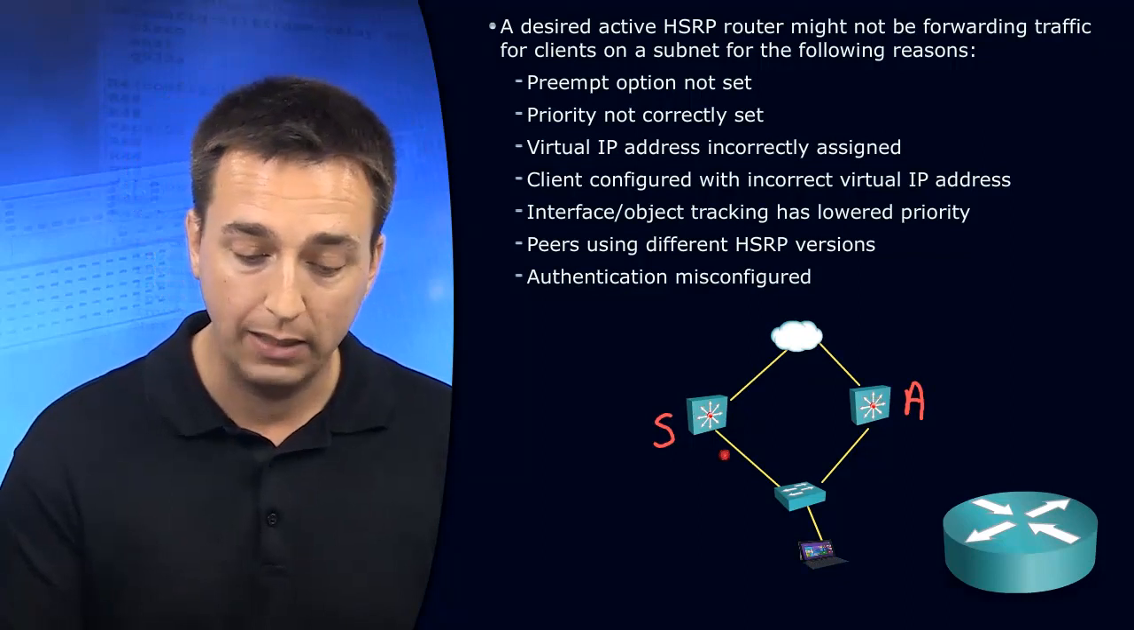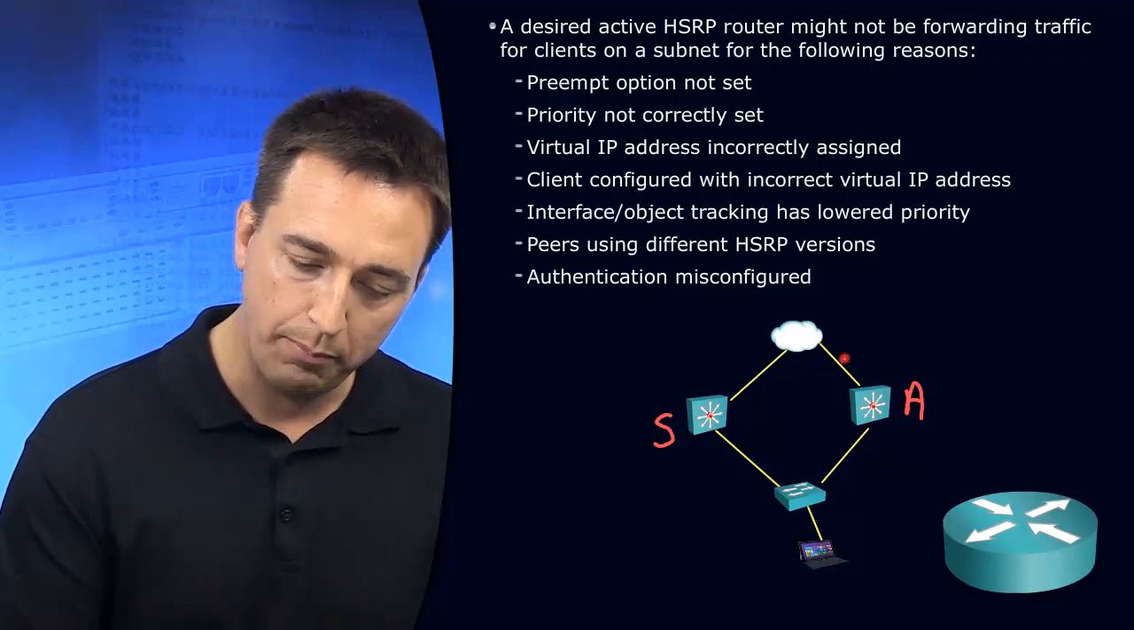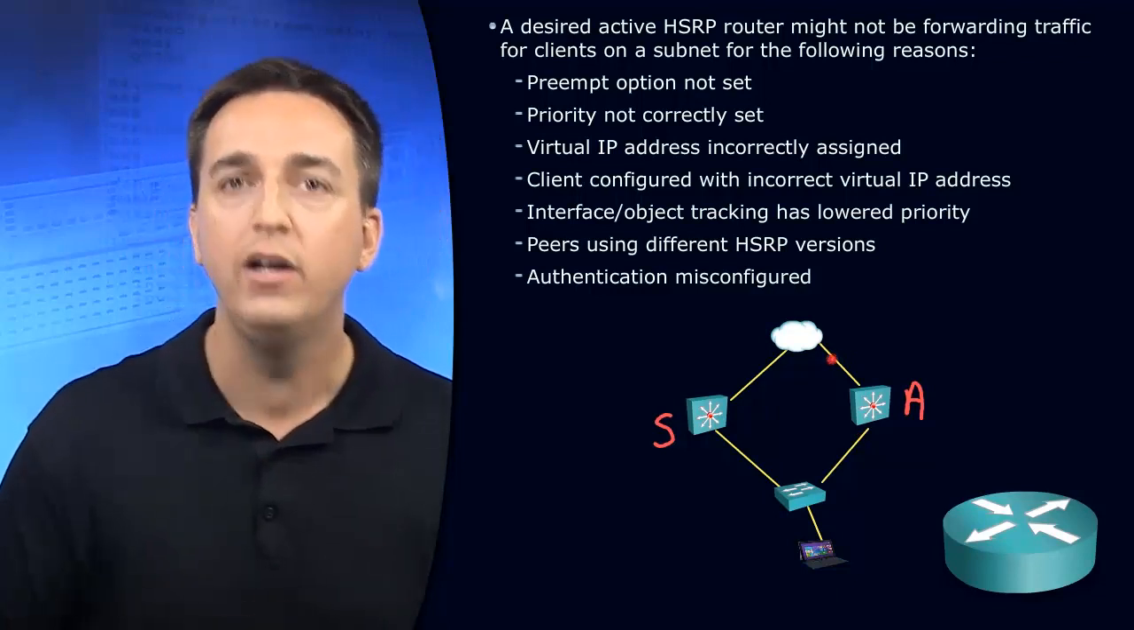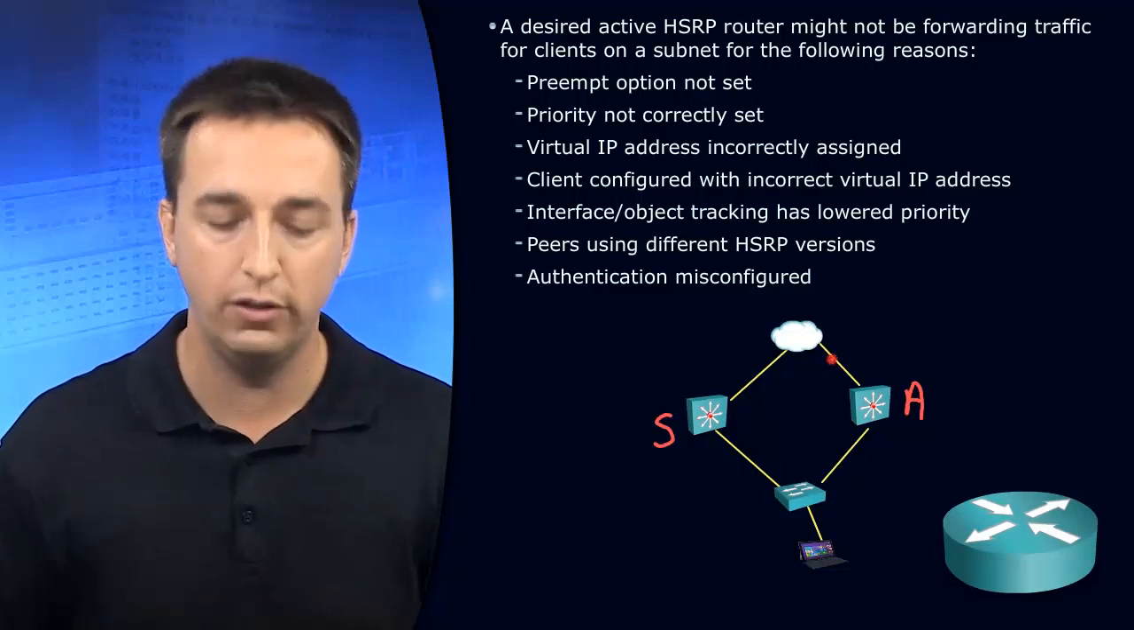So if for some reason this device is the active forwarder when it's supposed to be this device, and the hello packets keep going back and forth and everything seems okay, start looking at the uplinks. Start looking at interface or object tracking as being the reason why the wrong device is currently the active forwarder in the topology.